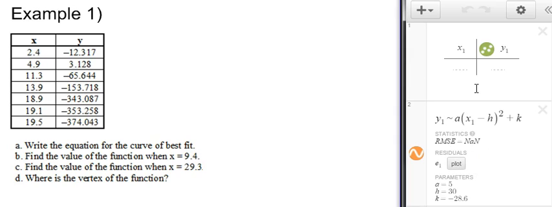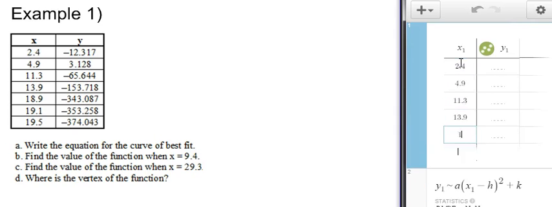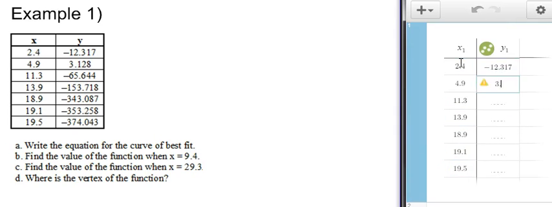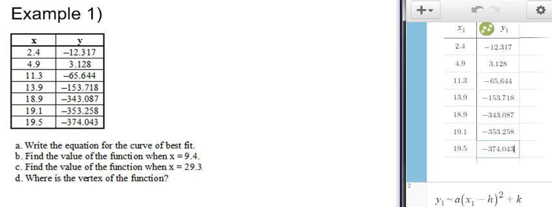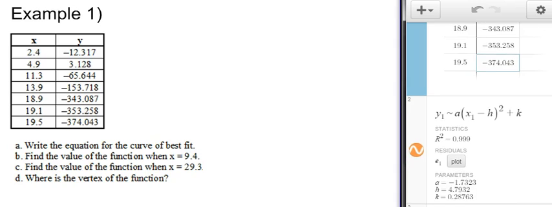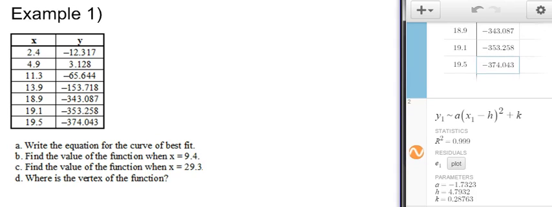So what I'm going to do first is type in all the data. And now that I have all the data typed in, I want to look at what is given to me down here. And so what this will do is this will tell me my equation for the curve of best fit, which will be a quadratic in this case.